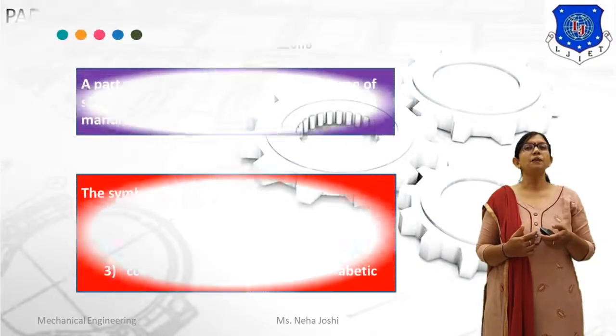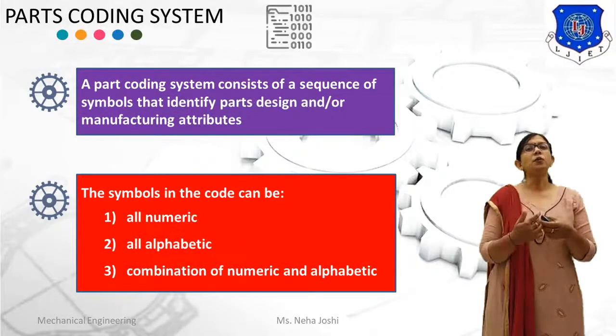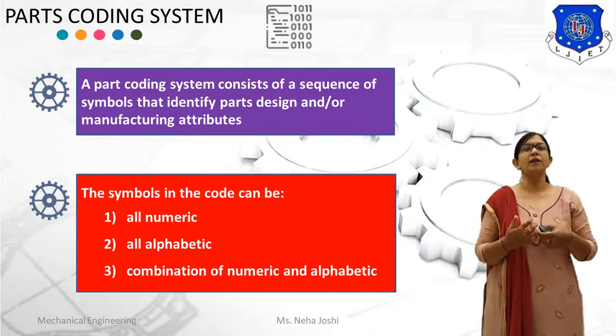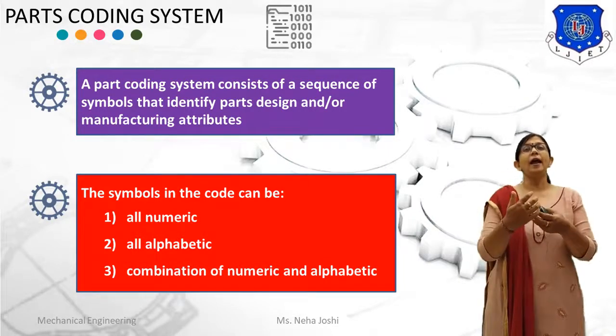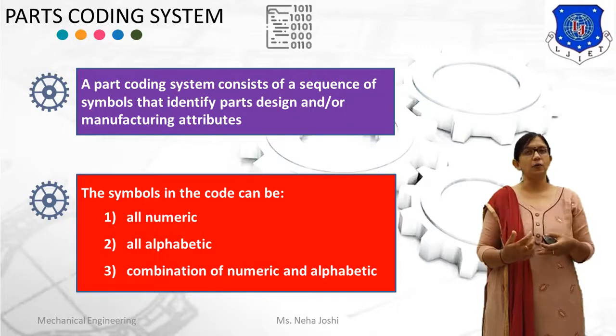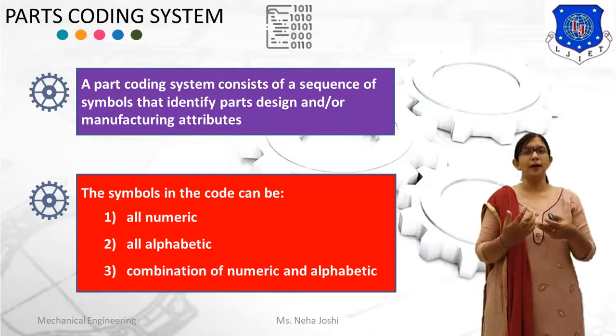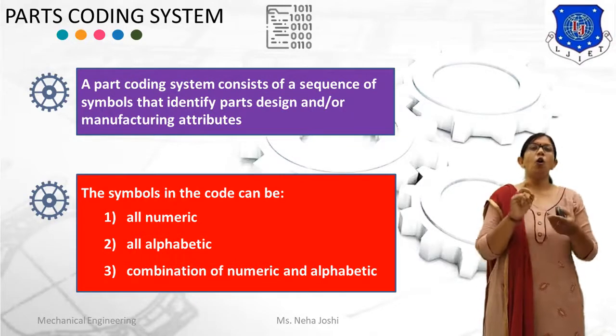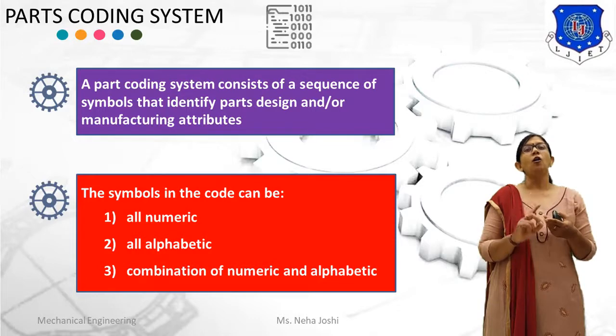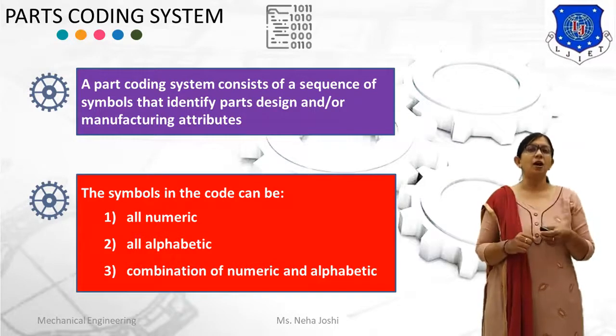Now, first of all, what is part coding? A part coding system consists of a sequence of symbols that identifies part design and/or manufacturing attributes. Coding is the process of assigning symbols to the parts. The symbols in the code can be all numeric, all alphabetic, or a combination of numeric and alphabetic. However, most of the standard coding systems use only numbers.